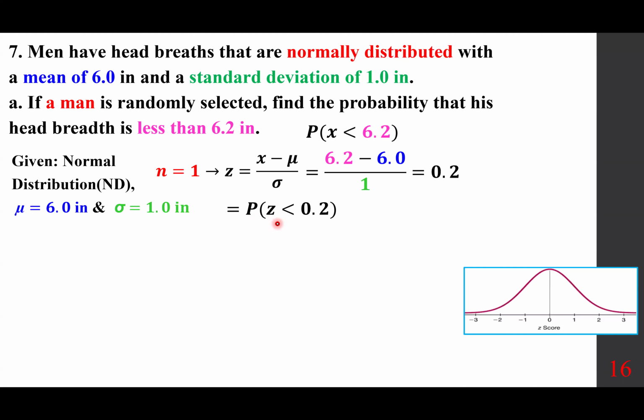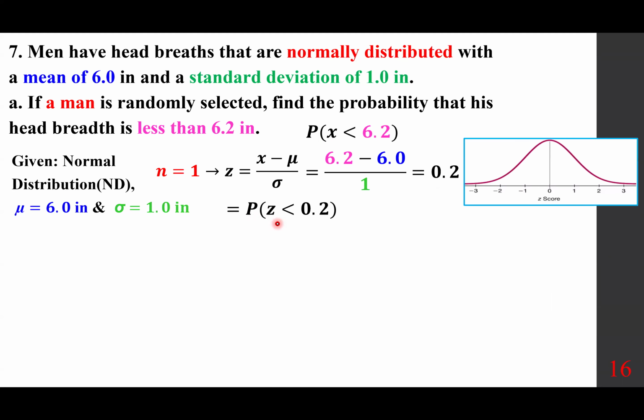And either from technology or table. Less than 0.2, it's really a good idea to graph it. So the location of 0.2 is somewhere between 0 and 1 and closer to 0. And we are looking for this area. So we should recognize that it's more than 0.5 because each side is 0.5 and it's a little bit more than that. So what it does, it will help you have an understanding of what number is coming your way. 0.5793 is the answer.